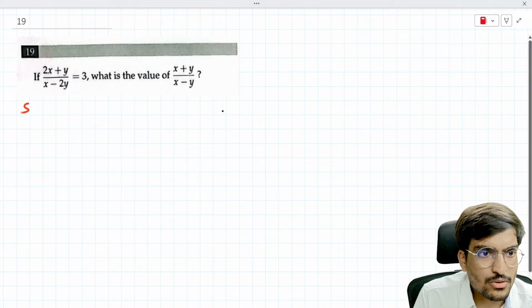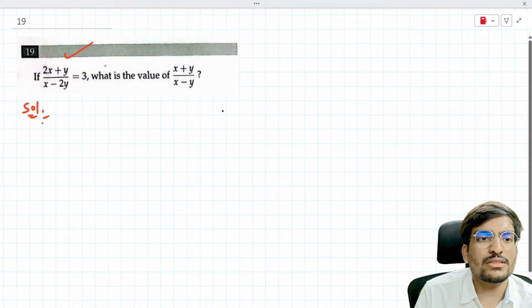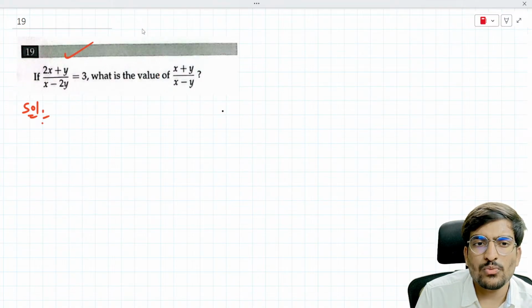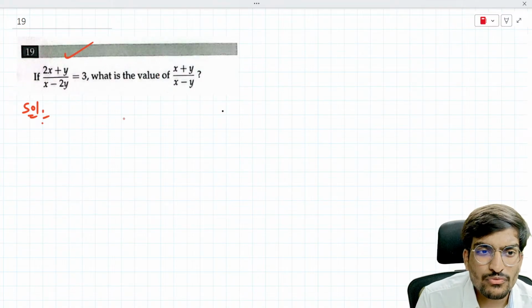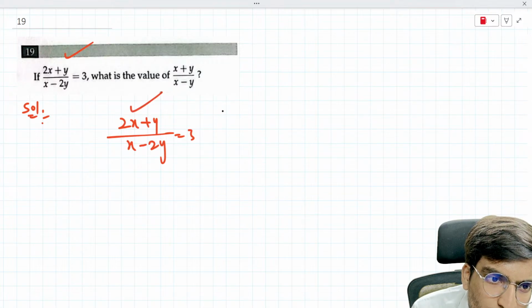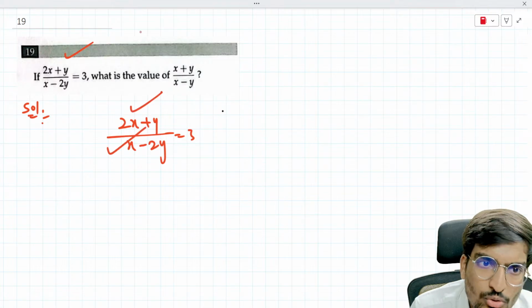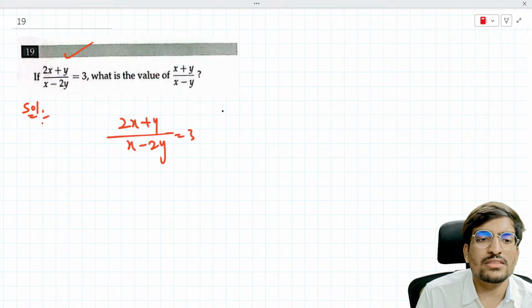Let's go for question 19. Here they gave this equation, what is the value of x plus y by x minus y? First let's see, can we take something common and make up something like that? Is there any chance by doing that? Can we take anything common in the numerator? Nope. In the denominator? Nope. So how can we form what we want then?